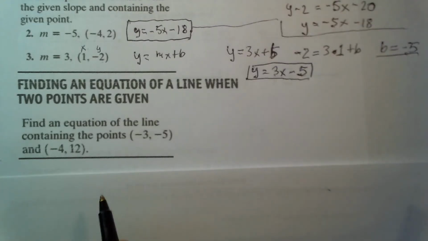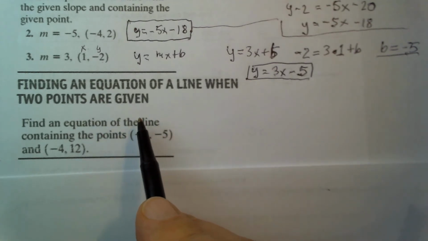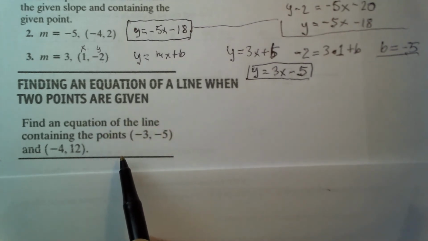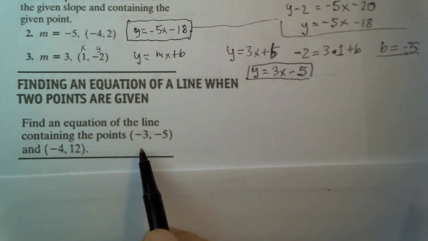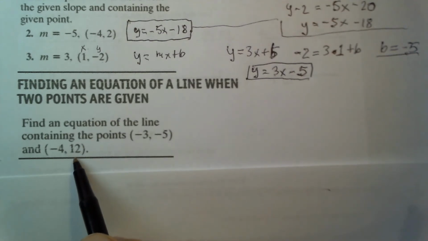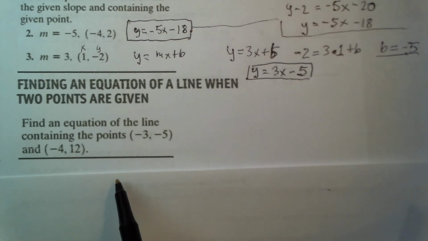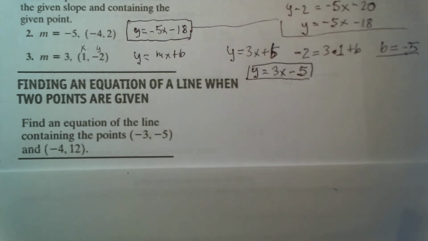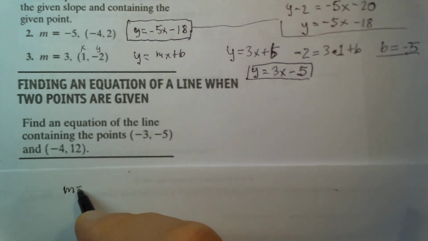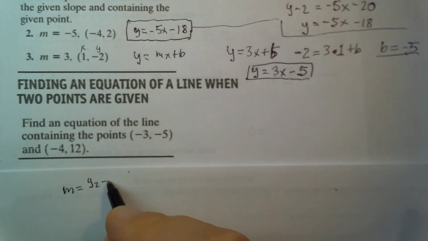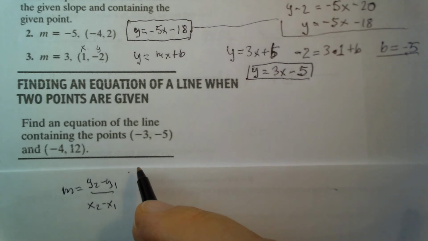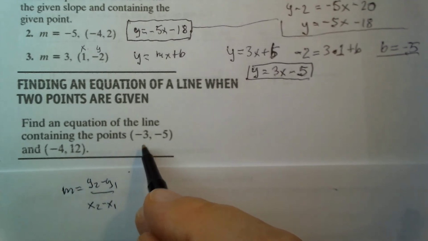In the next exercise, we are asked to find an equation of a line when 2 points are given. So here we have 2 points, (-3, -5) and (-4, 12). The strategy is like this. First of all, let's calculate the slope of the line going through these 2 points. And we know how to do that. We know that the slope is equal to y sub 2 minus y sub 1 divided by x sub 2 minus x sub 1. And let's say this is point 2 and this is point 1.